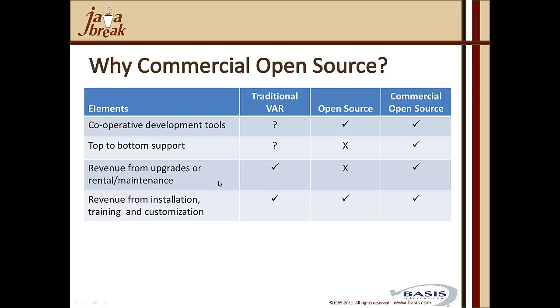Revenue from upgrades or rentals and maintenance. Traditional VAR channel, naturally enough, as a component of the product sale, future upgrades and access to software asset management is a component of that. Open source, naturally not. Everything by its very nature is open source and doesn't have a cost to it. One relies on service revenue, training, and perhaps documentation. In the commercial open source world, again, revenue from upgrades or rental maintenance is readily available. One has the partnership discount through the channel, as well as the opportunity to increase those margins through contributions to the project. Revenue from installation, training, and customization across the board is very much the same.